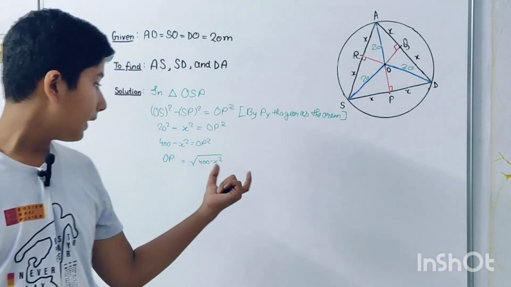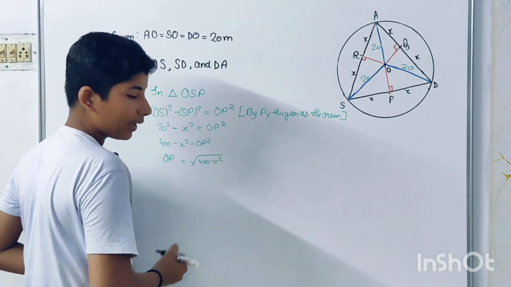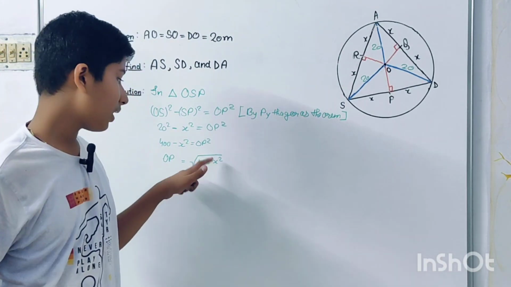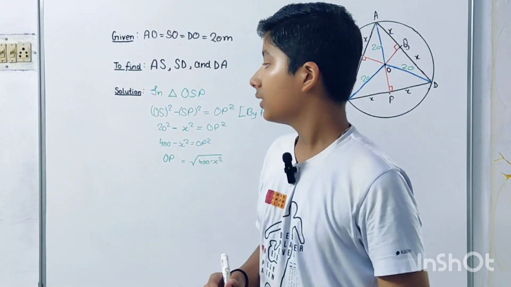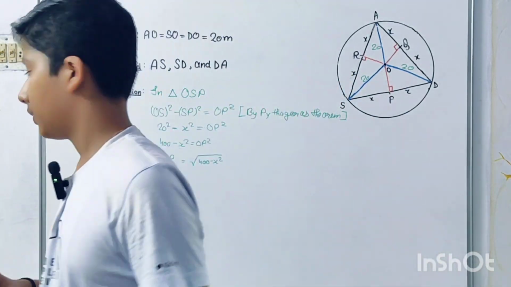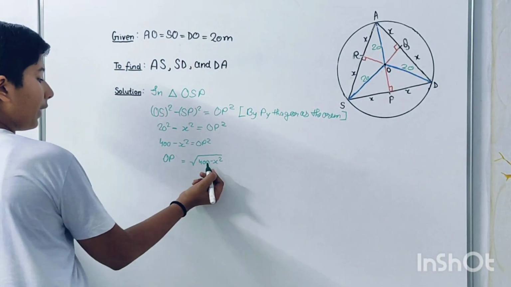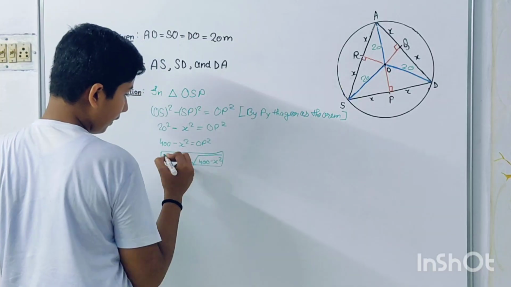Now you may say, instead of doing this, we can cancel: this is the root of 20 square, this is the square of X, so we can cut the square. But no, this is the wrong method which many people make in exams, and I hope you will surely not make it. So we have got the value of OP, which is root of 400 minus X square.